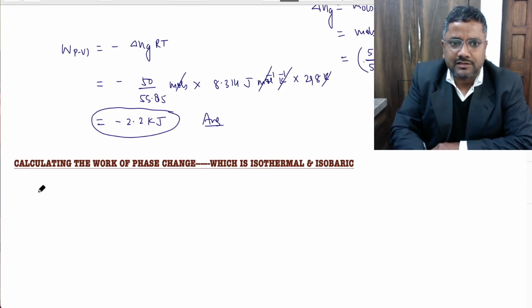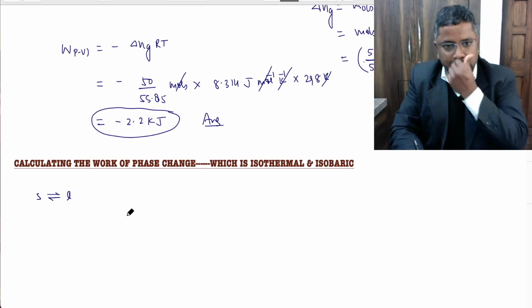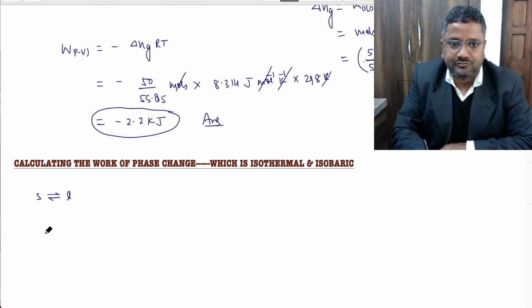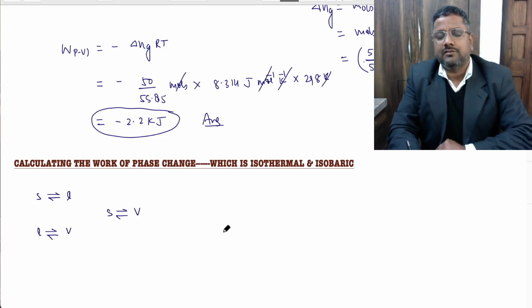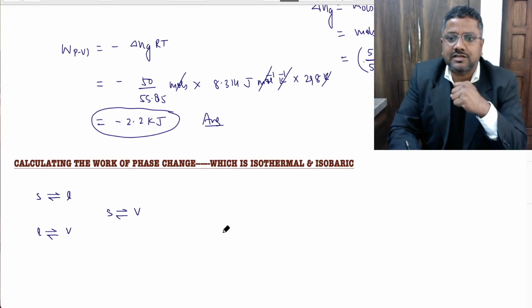All of you know that a solid may convert into a liquid. This is one kind of phase change, and liquid to vapor phase change, and solid to vapor phase change, and solid to solid phase change is also observed when there is a change in the crystalline structure.